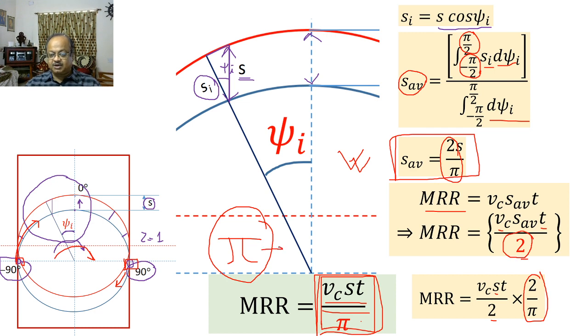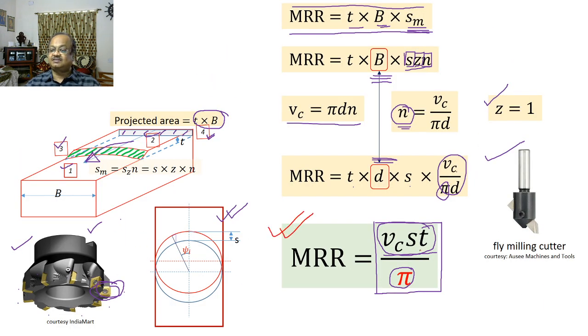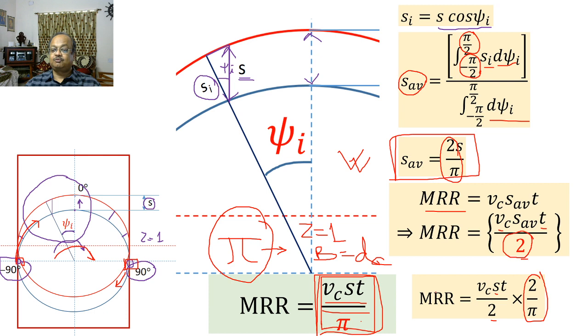No. This pi you are getting because of two reasons. One is z is equal to 1, another one is b, that is the width of the job, is equal to the diameter of the cutter. Because of this, pi is coming. So this is our approach. If you go back, you will see that from the other approach also we got the same value of MRR, that is VC S T divided by pi, and in this approach also we got the same value of MRR, VC S T divided by pi. But this approach is the generalized approach by calculation of average feed.